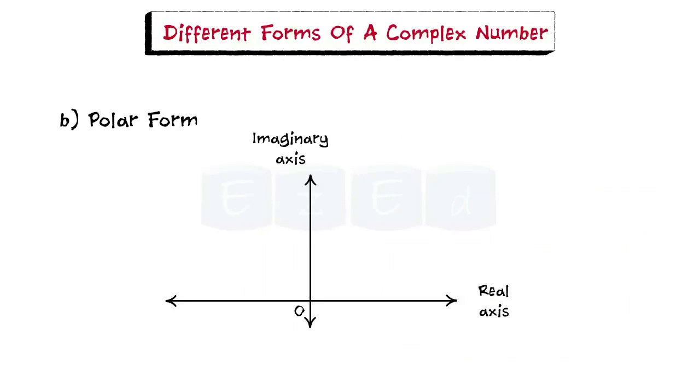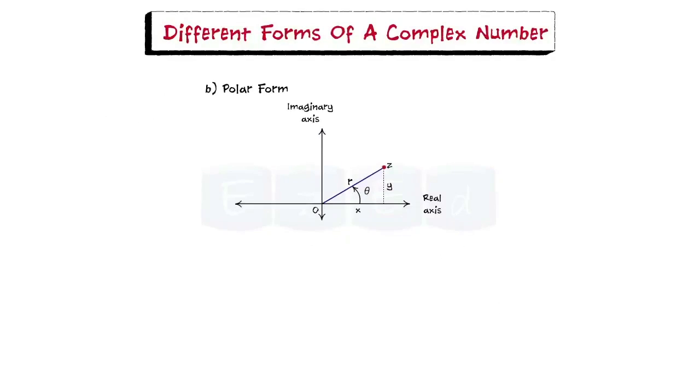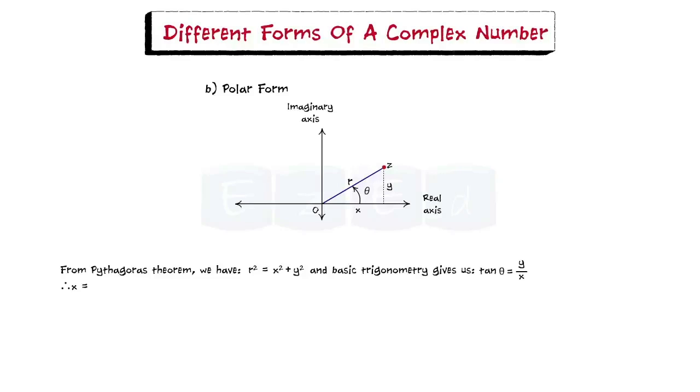Next, our aim is to write complex numbers in terms of a distance from the origin and a direction from the positive horizontal axis. We find the real and imaginary components in terms of r, the length of the vector, and theta, the angle made with the real axis. From Pythagoras' theorem, we have r square equal to x square plus y square, and basic trigonometry gives us tan theta equal to y by x. Therefore, x is equal to r cos theta and y is equal to r sin theta.